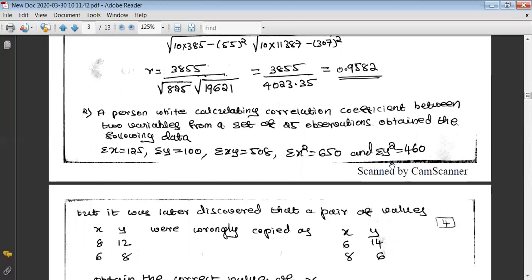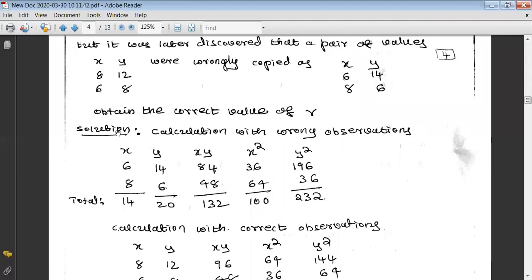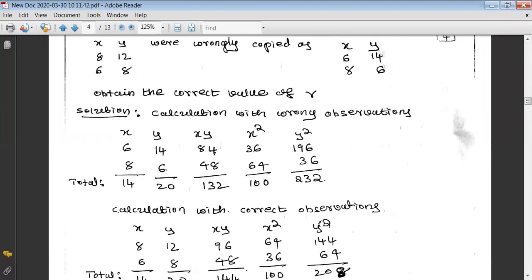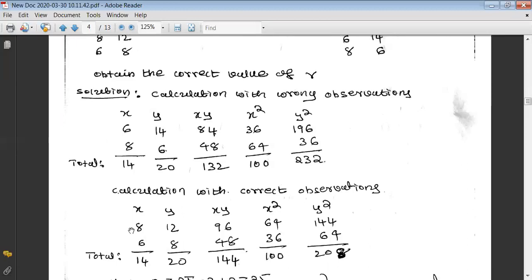In order to get the corrected values, first we need to calculate these things for the set of wrong observations as well as the set of correct observations. The wrong observations are 6, 8, 14, 6. We have taken x, y, x square, y square, and these are the totals we find. Similarly, we have taken the correct values, they are here. Once you get the corrected values, we get the total values.